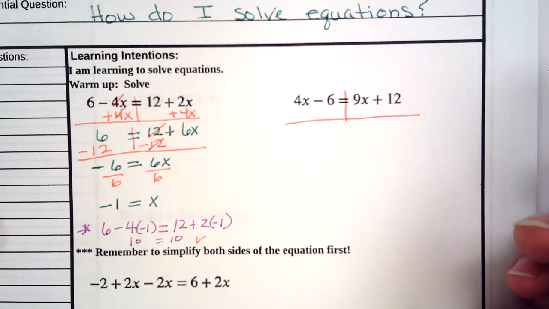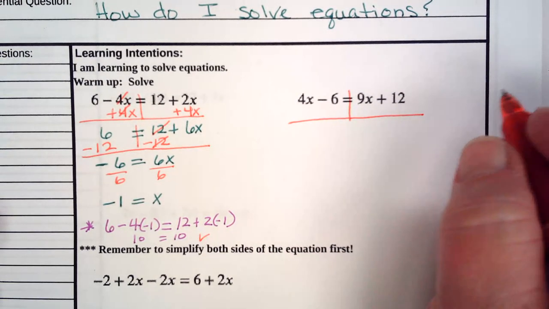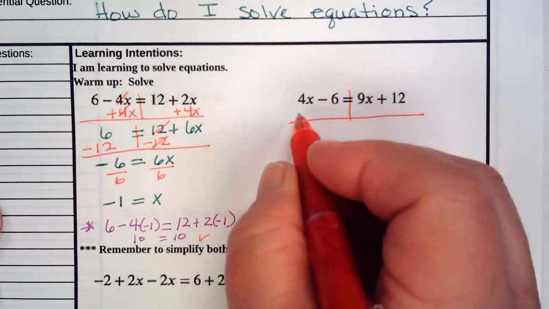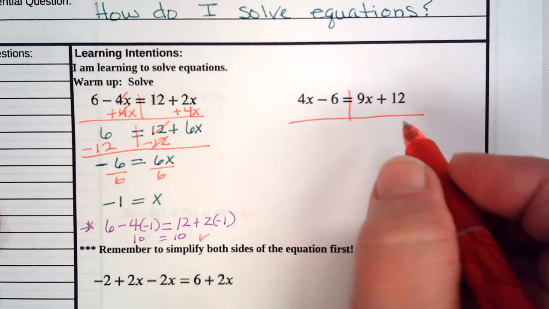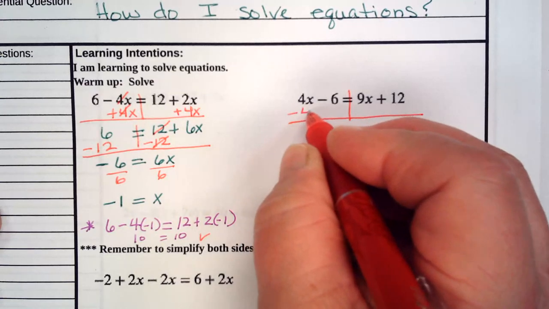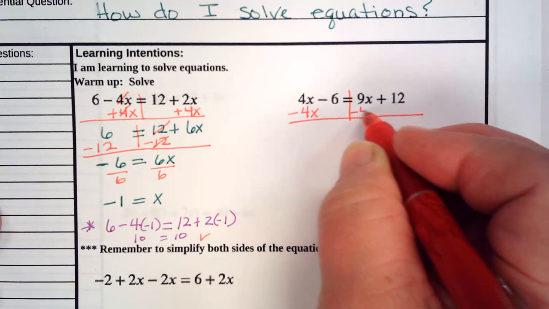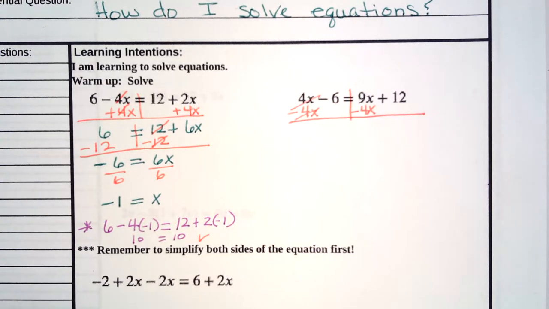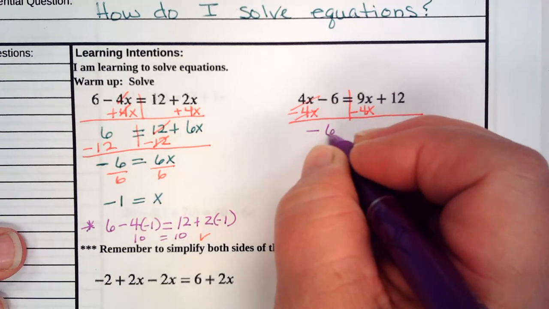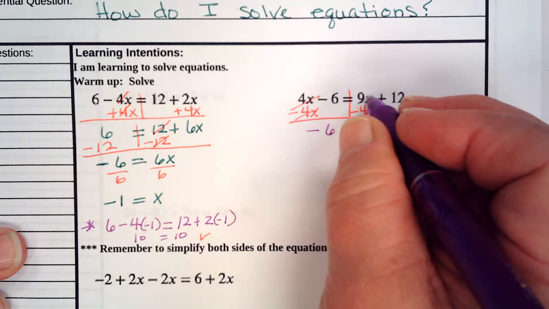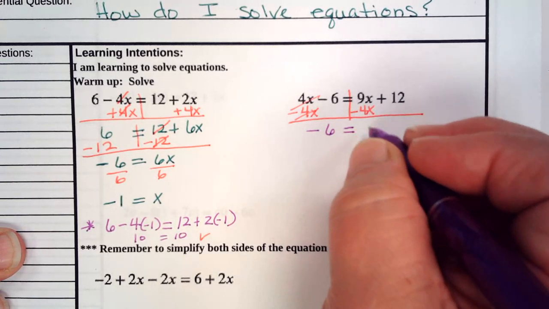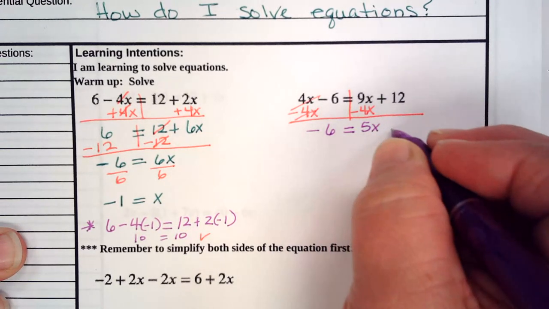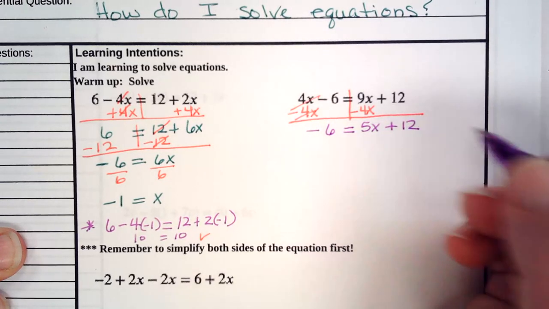Draw your lines. Keep everything straight. It makes your life so much easier. 4x, 9x. Which is smaller? 4x. So I'll subtract 4x from both sides. I've eliminated it here. Negative 6 is equal to 4x minus 9x minus 4x is 5x plus 12.